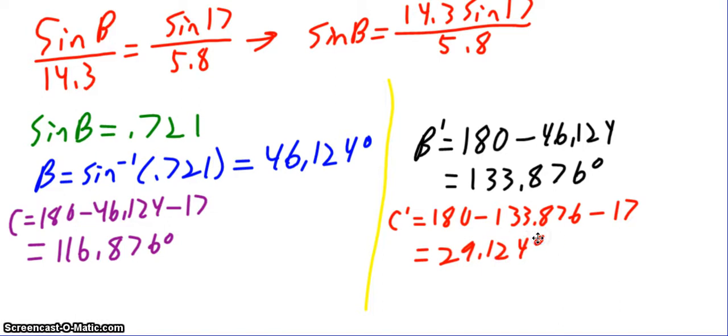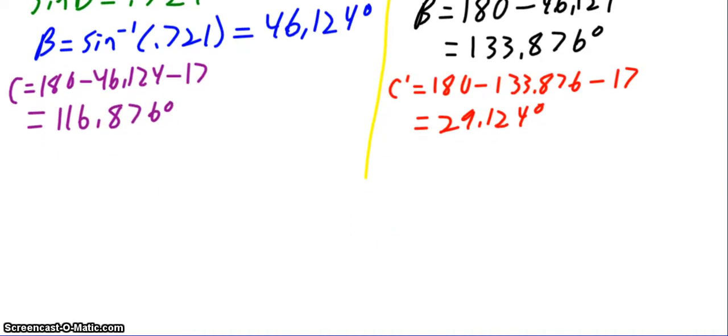Since I was able to get all three angles for both triangles, I know that two solutions do exist. When I was solving for this C prime in this case, had I gotten a negative number, then I would have known that the second solution is not actually a solution.